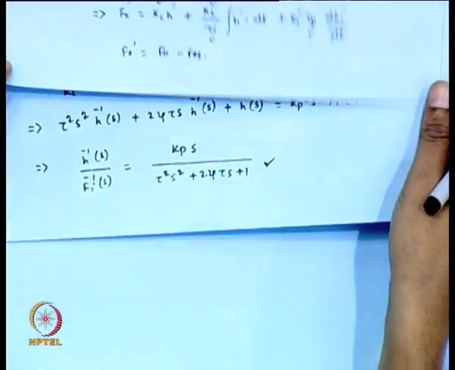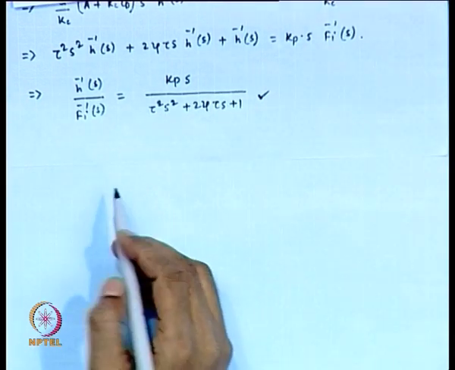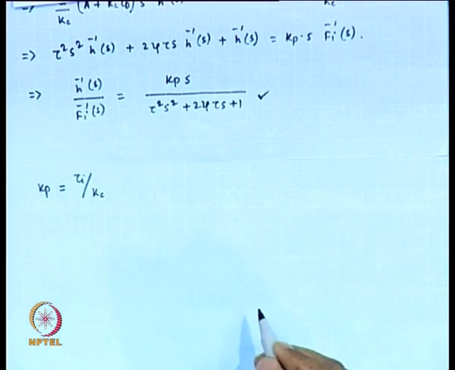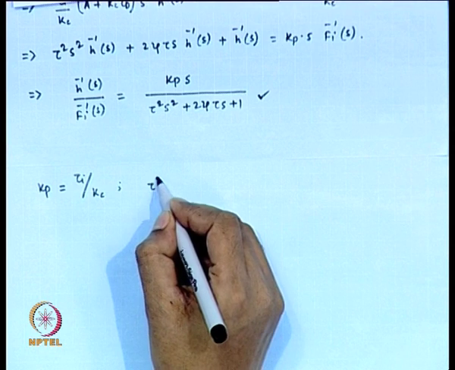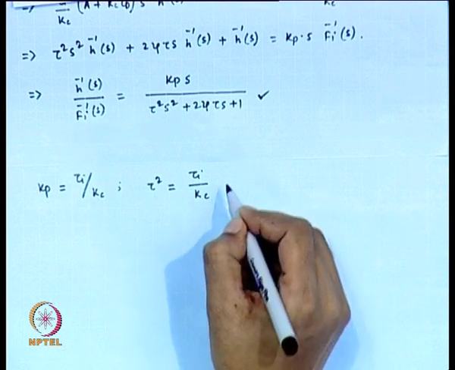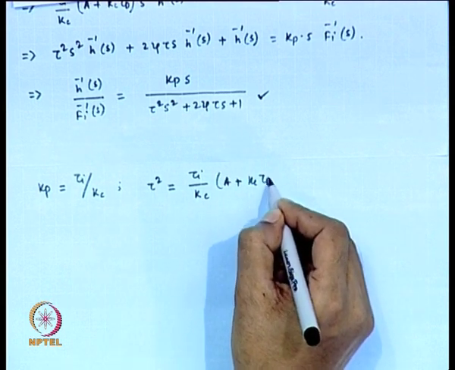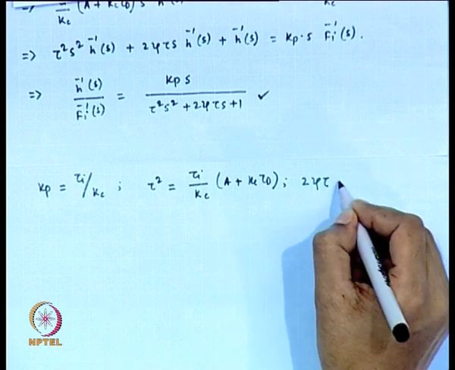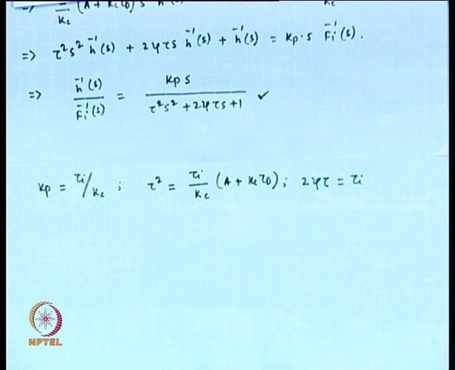Now, here Kp is equal to tau I divided by Kc. Similarly, tau square is equal to tau I divided by Kc times A plus Kc tau d, and 2 zeta tau is equal to tau I. Fine. We have considered in the derivation of transfer function these simplified forms. I mean, these correlations have been used in the derivation of transfer function.